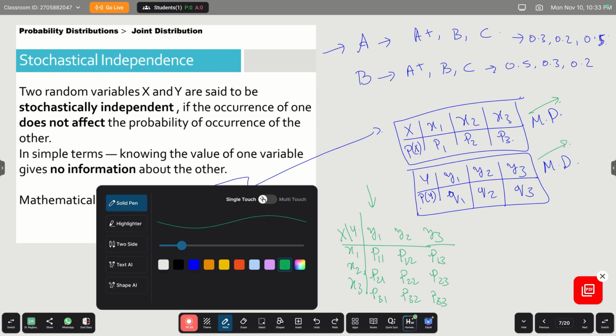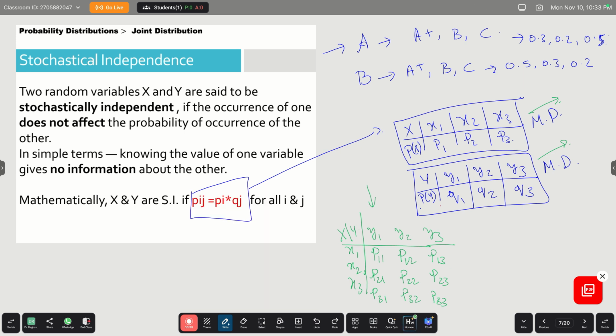Now to check whether x and y are stochastically independent or not, we need to check whether Pij is same as Pi multiplied by Qj. So that means we need to check whether P11, what I am encircling, is it same as P1 in the marginal distribution of x multiplied by Q1 in the marginal distribution of y. So P11, whether it is equal to P1 multiplied by Q1. The question is, are they equal?